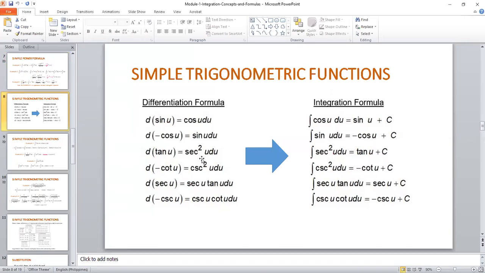The integral of secant squared is tangent u. The integral of cosecant squared u is negative cotangent u. The integral of secant u tangent u is secant u, and the integral of cosecant u cotangent u is negative cosecant u. So you can see very clearly here that integration is the opposite of differentiation. Now, I'd like you to look into the formulas and ask me questions if you have any.